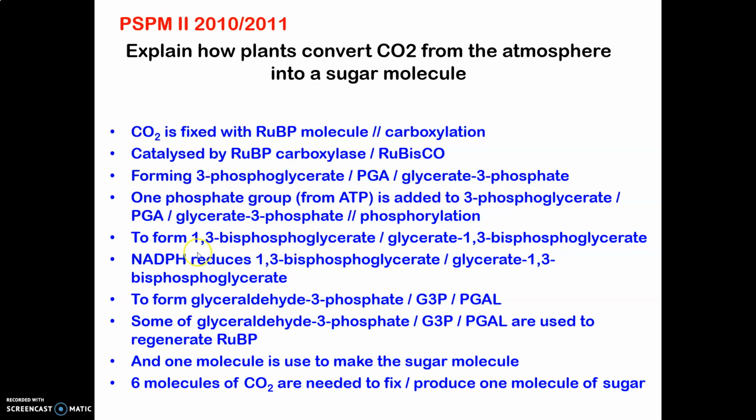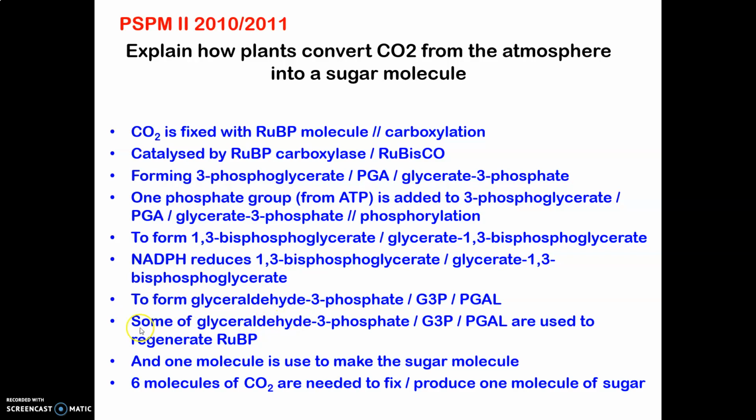At the same time, NADPH will reduce the 1,3-bisphosphoglycerate to form glyceraldehyde 3-phosphate. Then you cakap NADPH dia akan oxidize kepada NADP+. Then you cerita juga after the formation of the glyceraldehyde 3-phosphate, some of the glyceraldehyde 3-phosphate are used to regenerate RuBP. Manakala one molecule is used to make sugar molecules, ataupun you tambah kat sini 5 of the glyceraldehyde 3-phosphate will be used.